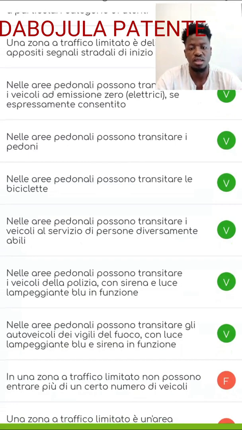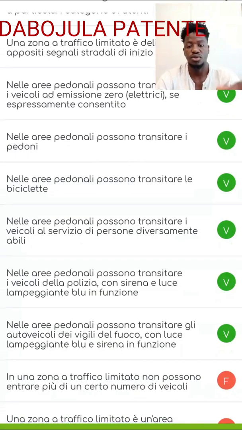True. Nelle aree pedonali possono transitare i veicoli al servizio di persone diversamente abili. In pedestrian areas, vehicles that are at service of people that are differently able might be allowed to transit.